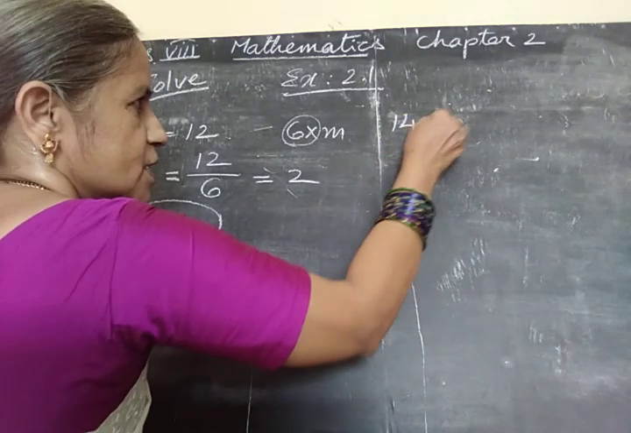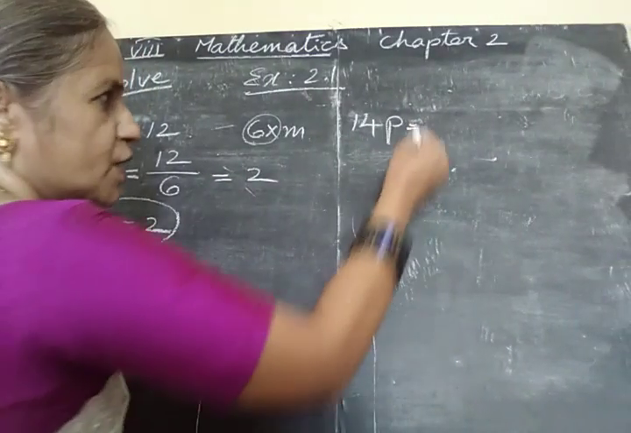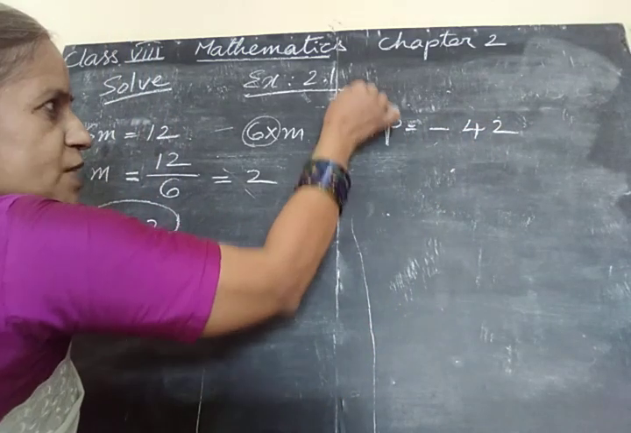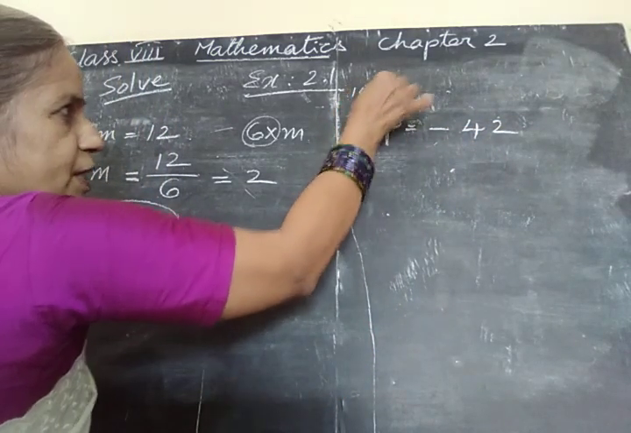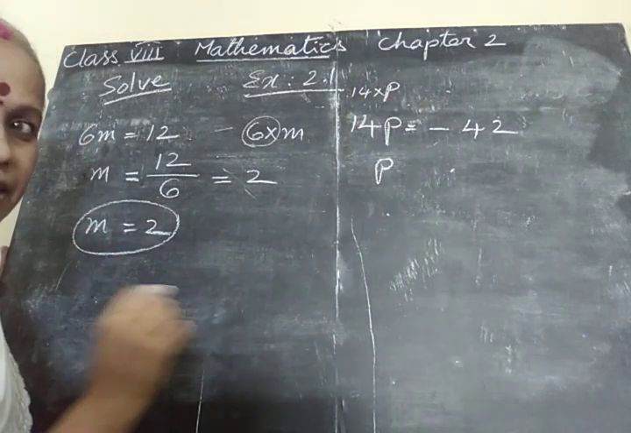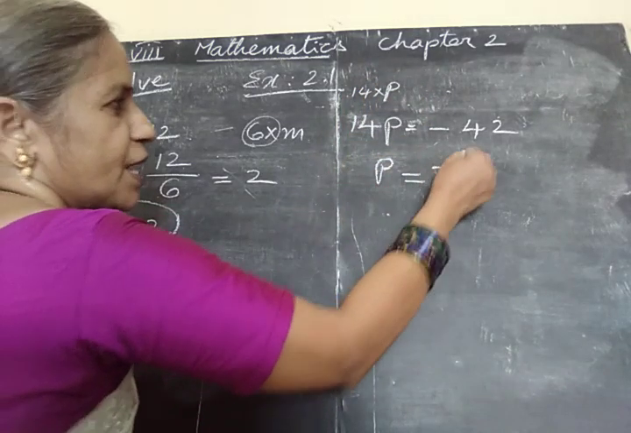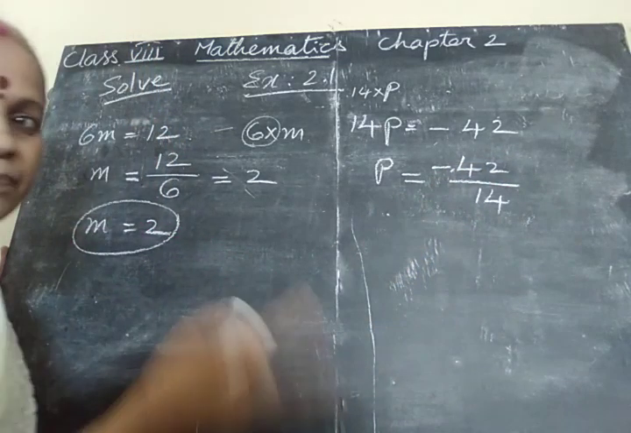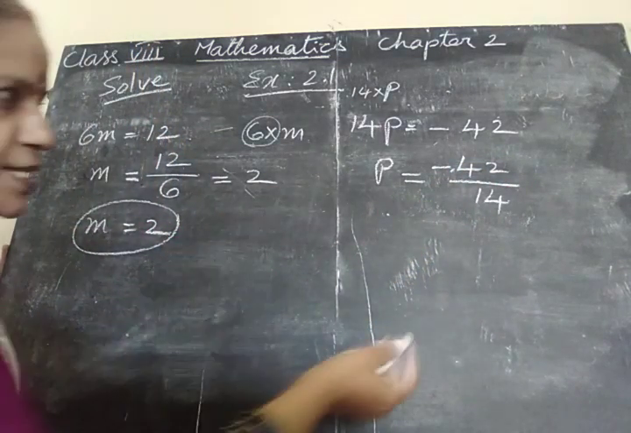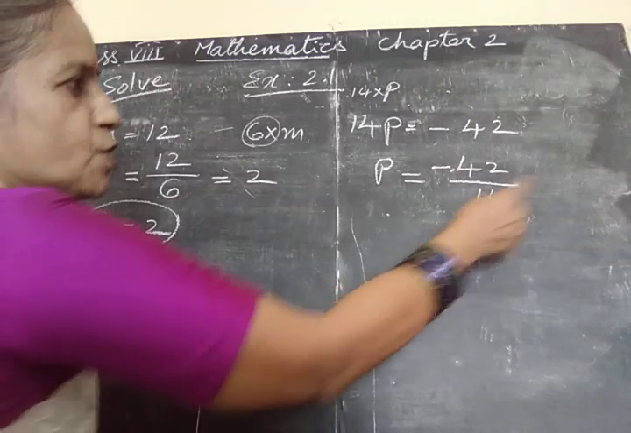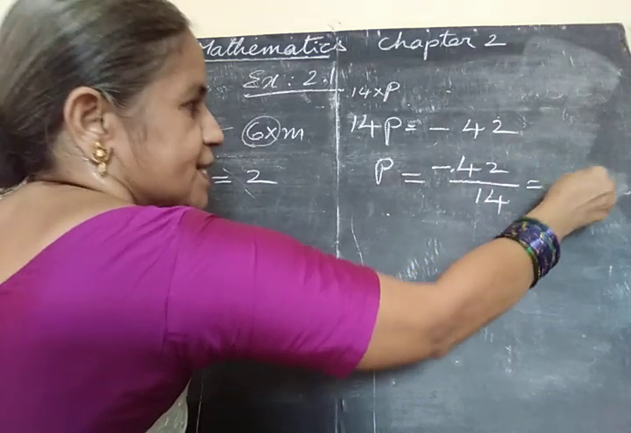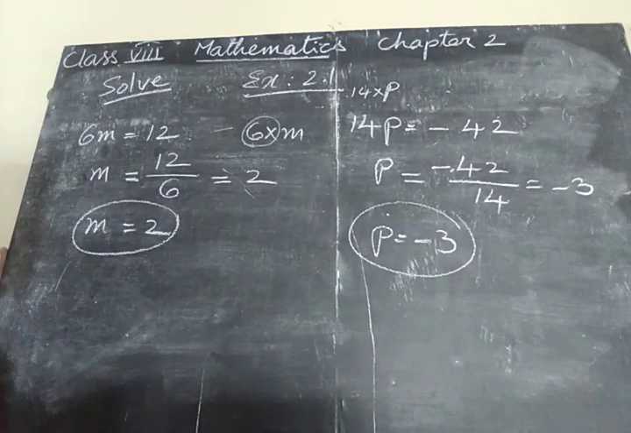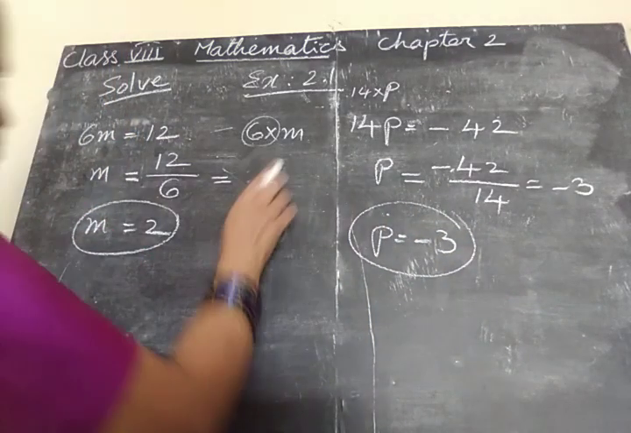14p is equal to minus 42. See, 14p means 14 into p. So p stays on the LHS and minus 42 divided by 14. While transposing 14 to RHS, it becomes divide. 14 threes are 42, so minus 3. So the p value is minus 3. This is the solution of the equation.